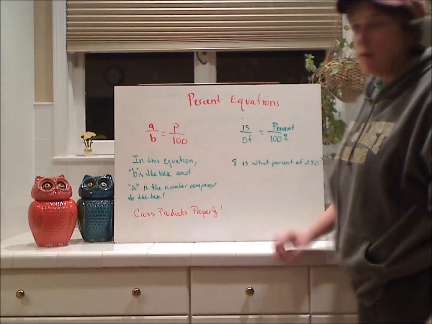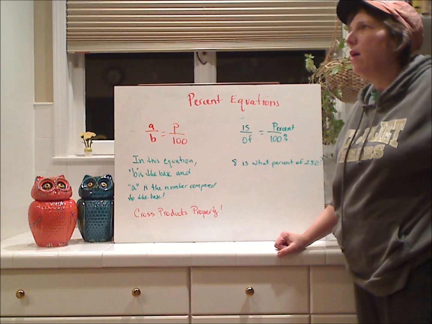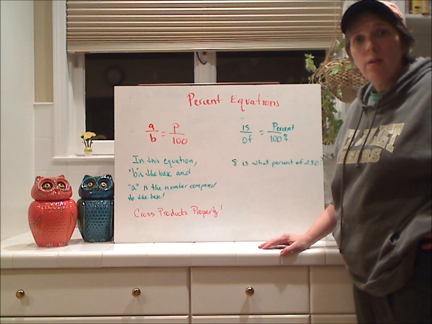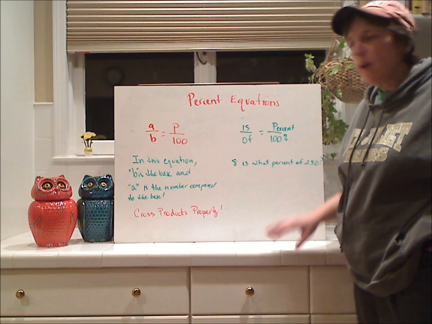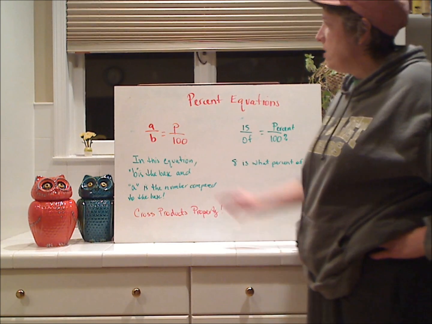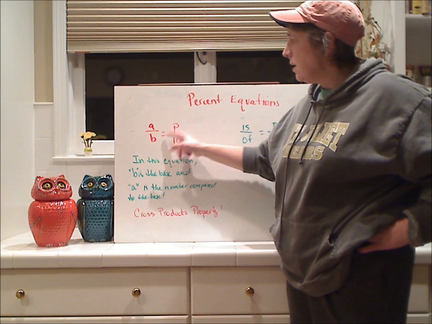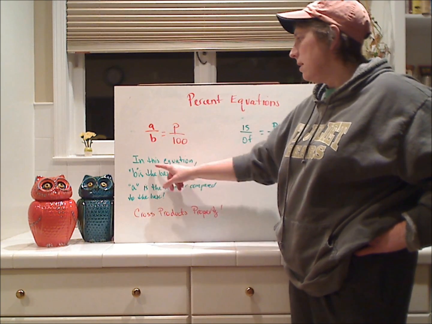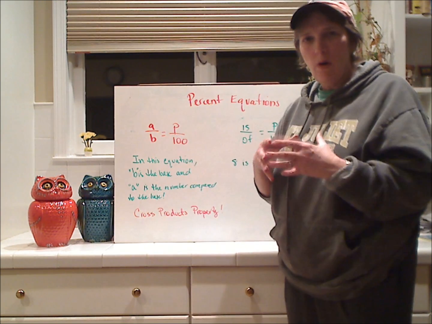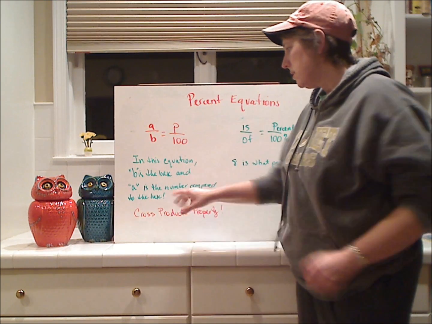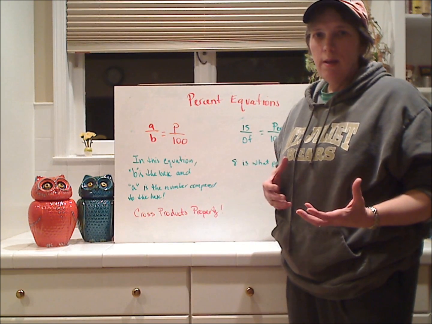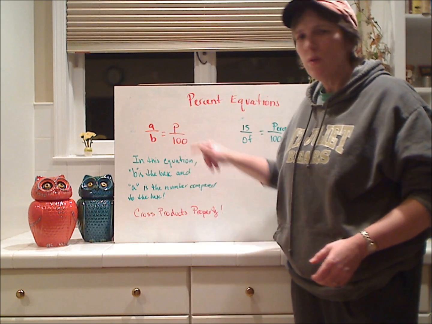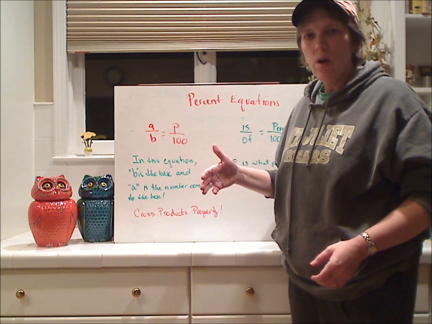Today we're talking about percent equations. When we've talked about rates, ratios, and proportions, a percent equation is another way to use a proportion or two similar fractions. A percent equation says A to B is equal to P to 100, where B is the base, or the whole, and A is the number compared to the base. So if I have 3 out of 4, it would be 3 to 4. P over 100 is percentage over 100.